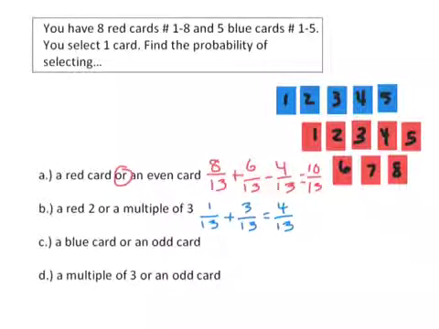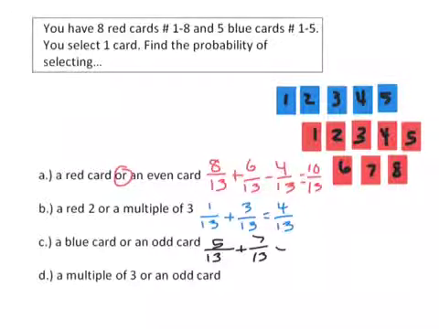Okay, let's try the next one. A blue card or an odd card. So think for a minute, are these overlapping or are they disjoint? Well, can you draw a blue card that is also odd? Yes, you can. So you need to be careful to pay attention to the overlap. So how many blue cards? Well, 5 chances out of 13 cards plus odd cards. Well, 1, 2, 3, 4, 5, 6, 7 cards are odd. So 7 out of 13.